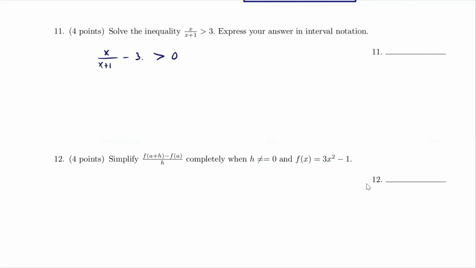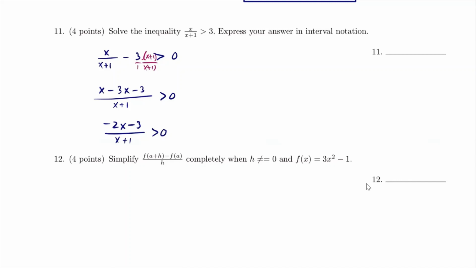So I'll multiply this by x plus 1 over x plus 1. So that would give us x minus 3x minus 3 over x plus 1. I distributed the negative as I combined it with 3. And this is greater than 0. Now combine the numerator a little bit more. You get negative 2x minus 3 over x plus 1 greater than 0.